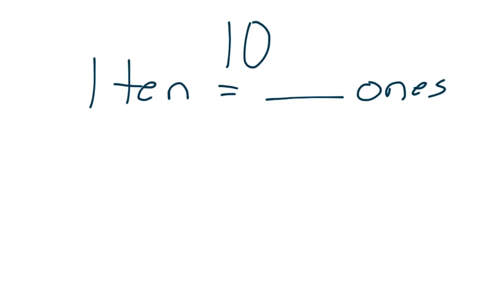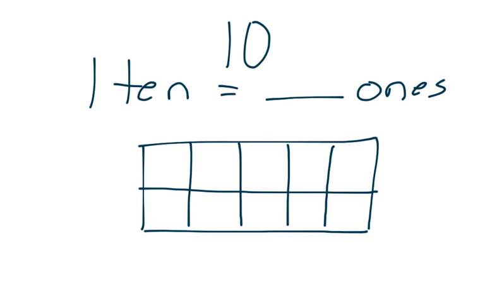Let's take a look at a tens frame. So here's our tens frame, and we know that when we get to 10, all of our tens frame squares are filled in. So this is equivalent to 10. So 1 ten, or the number 10, is equivalent to 10 ones. I have all of those little ones, all those little red dots in here, those indicate a 1. And I have 10 of them, so that's equivalent to 10 ones.